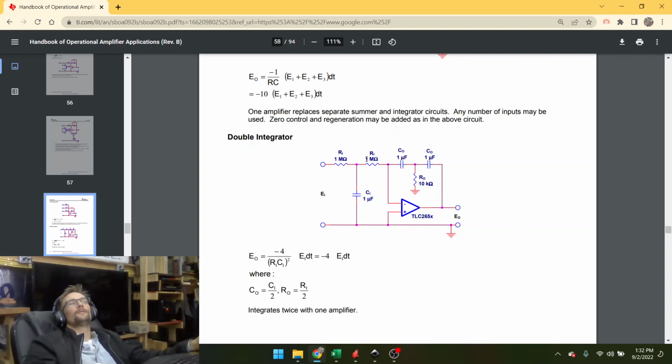Here, R1, C1, R1. There's just one C1. And it gets squared. Huh.